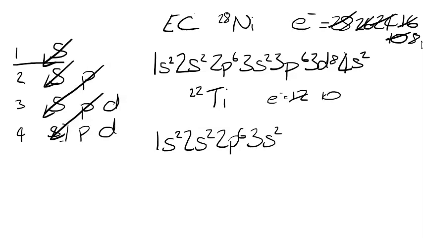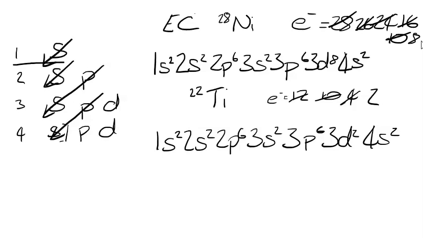Then 3p6. So that's going to take us down to 4. Then we'll do 4s2, so we're down to 2 electrons left, and we can use up the last 2 in the d orbital, or the d subshell. Hope that makes sense for you.